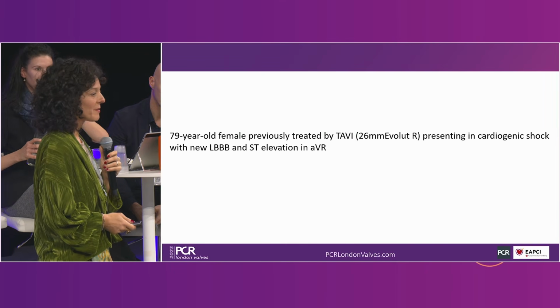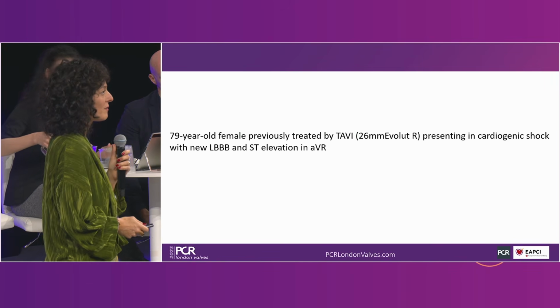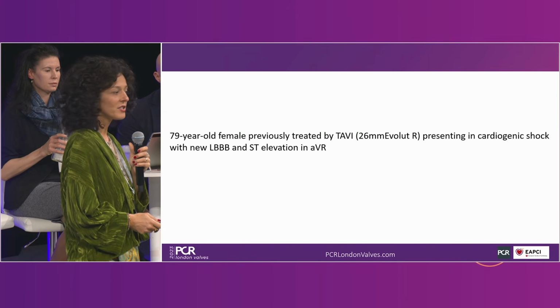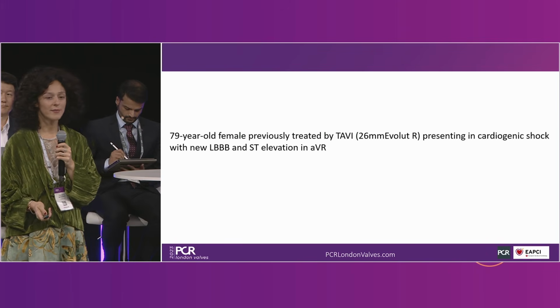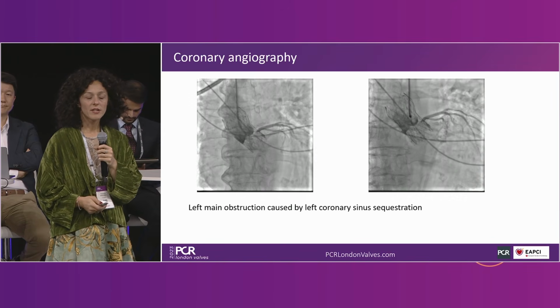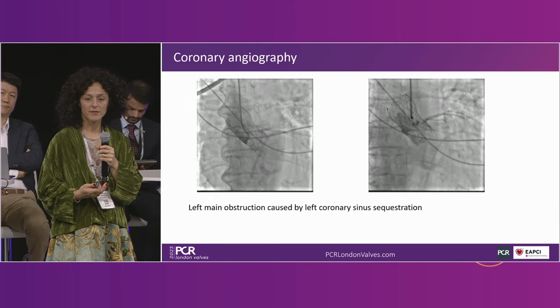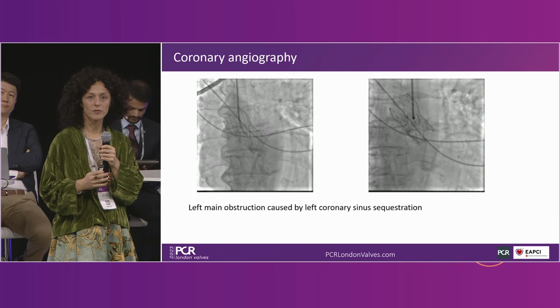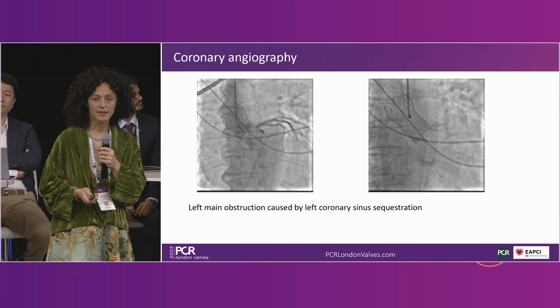So I would like to share with you another case. A 16-year-old lady coming to our center, previously treated by TAVI with a 26mm Evolut R, and presenting in cardiogenic shock with left bundle branch block and ST elevation in aVR. The problem was a left main obstruction due to left coronary sinus sequestration. The previous valve was stuck between the TAVI and the aortic wall, causing obstruction and the cardiogenic shock.